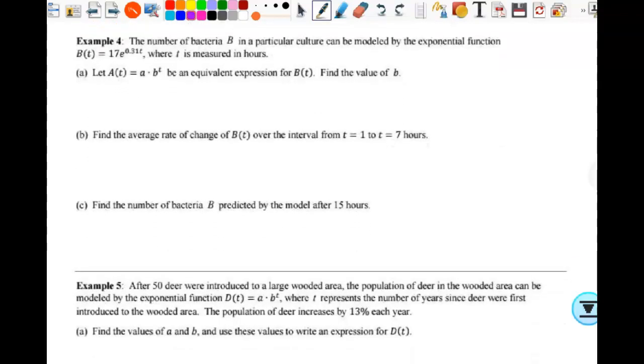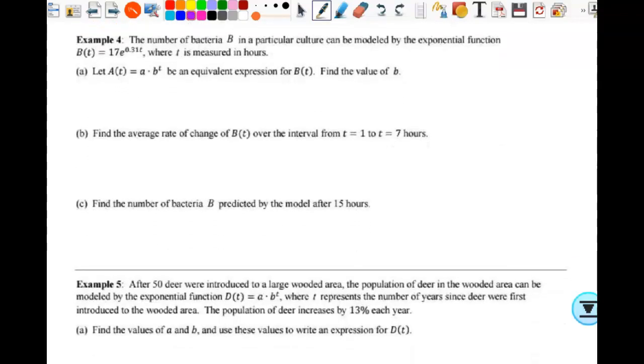It says the number of bacteria B in a particular culture can be modeled by this exponential function. So they give us B of T, where T is measured in hours, and we have the number of bacteria in a particular culture. Then they give us A of T, which is an equivalent expression for B of T. And I want to find the value of little b.